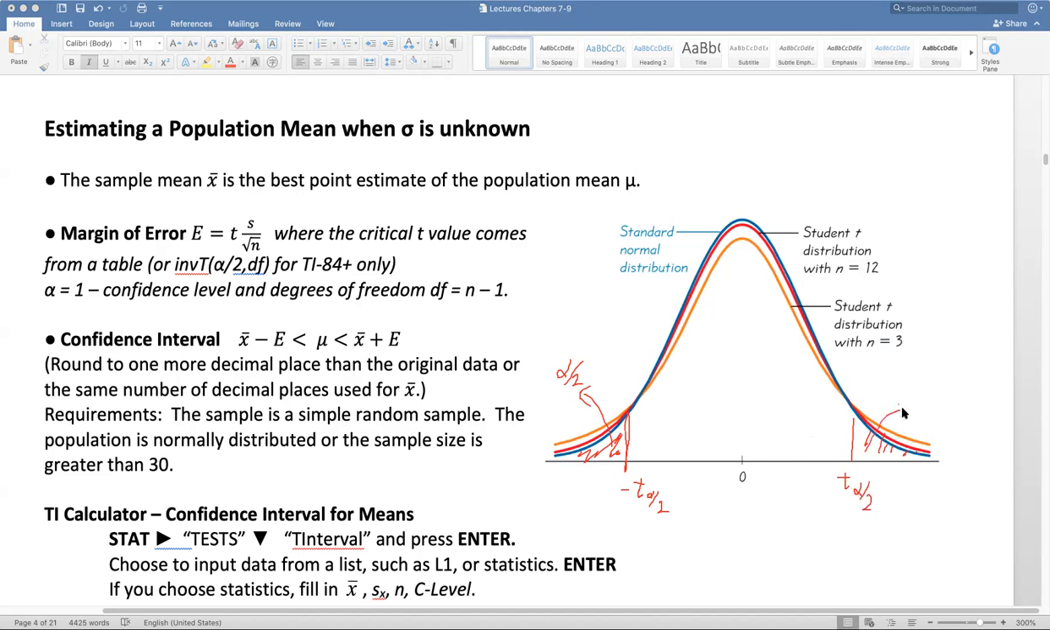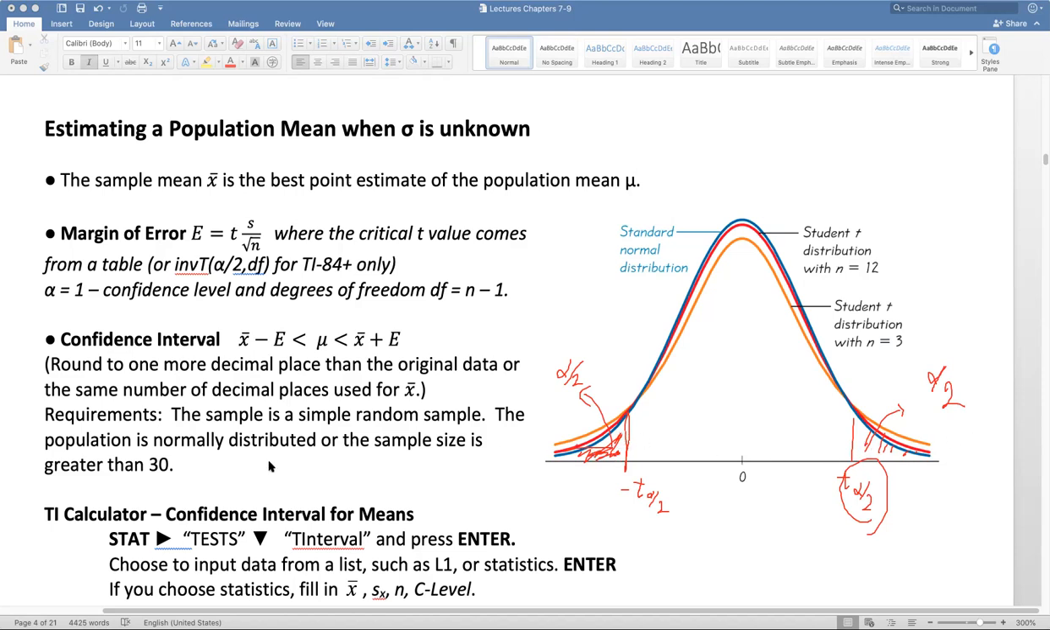Okay, so that area is what? Alpha over 2. So t alpha over 2, this is called the critical value. As you can see, it separates the area of alpha over 2, the right tail of the t distribution. That area represents the probability that we get a significantly high estimate for the population mean mu. And this area represents the probability that we get a significantly low point estimate of the population mean mu. So we have to drop those areas.